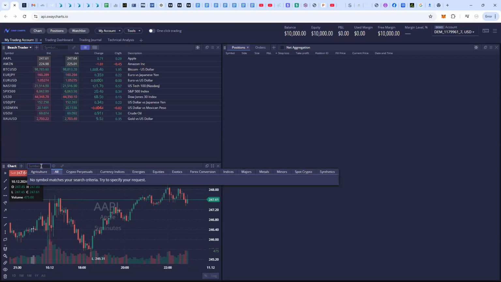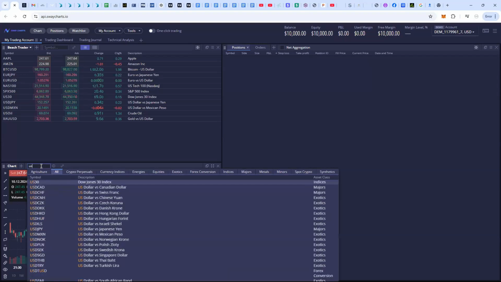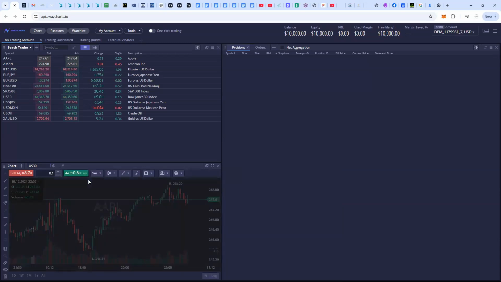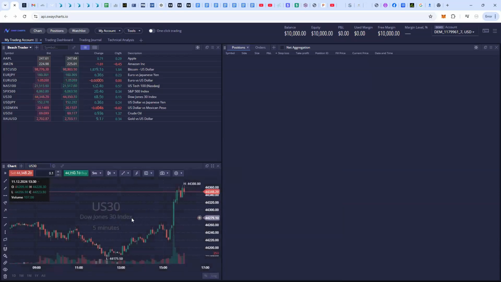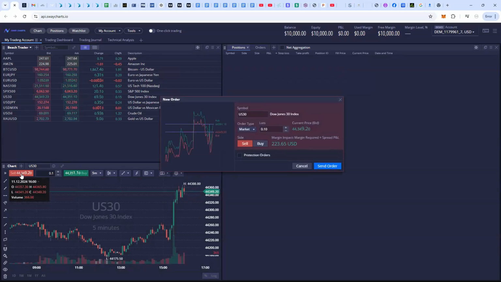You could put in, let's say, US 30. Click it. This chart is going to be for US 30. Very, very simple. You could buy and sell right here. Sell is red, buy is green. You're on point one. So let's say we want to take a trade. We want to take a sell for US 30. Very simple. It pops up like here.